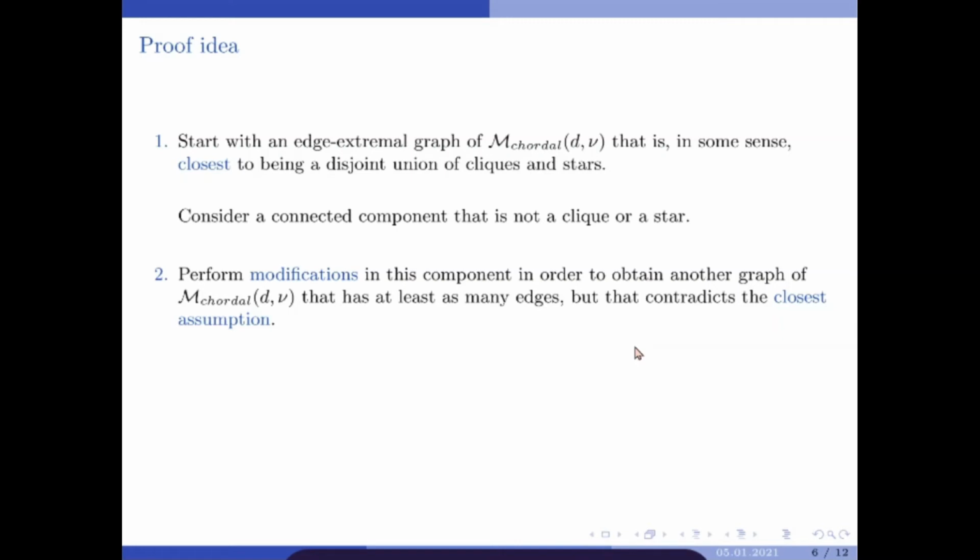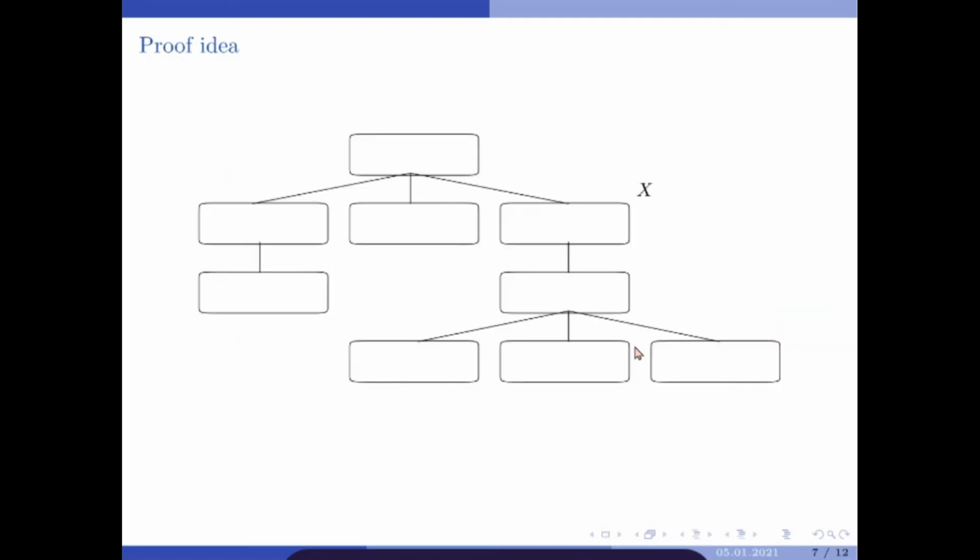A central point of all this is to ensure that when I modify the graph, I don't change the matching number, I don't change the degree, and I don't destroy the chordality property. To do that, I will make use of clique trees, as I said before. And for that, I will look at a specific part of a clique tree.